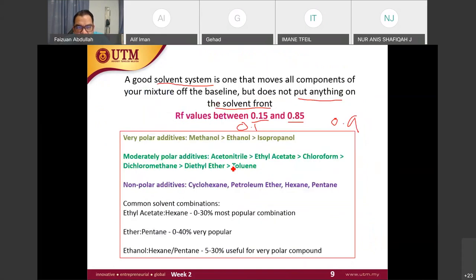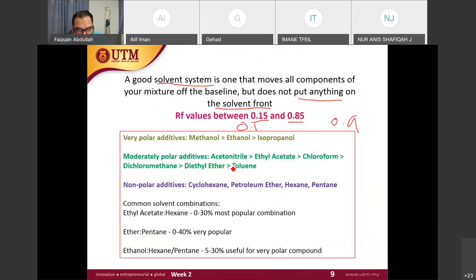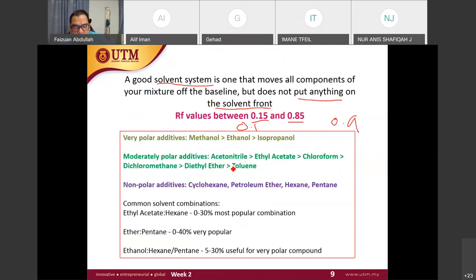So there are two different values. Wait for a while. A good solvent system is one that moves all components of a mixture off the baseline but not to the solvent front. But this one says 0.4 to 0.8. Right, let me clarify what the best value actually is. Wait for a while.